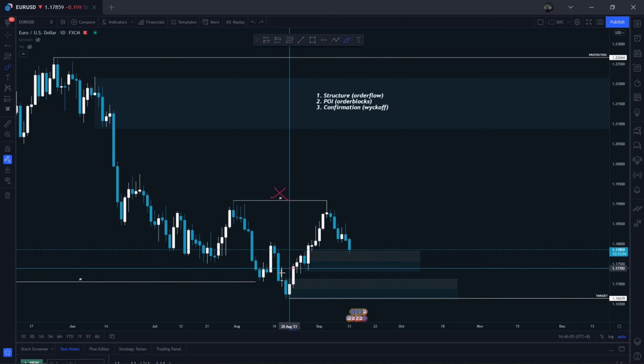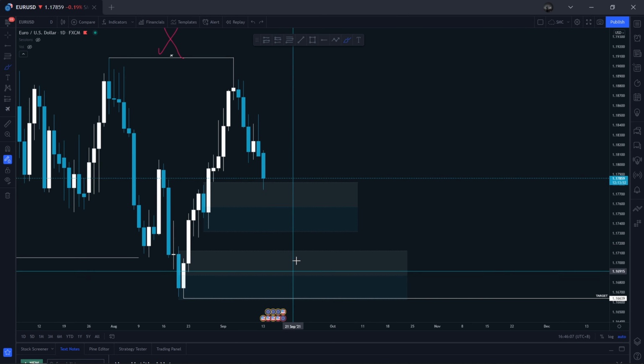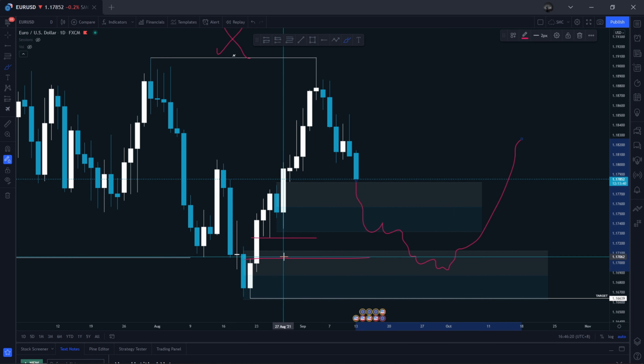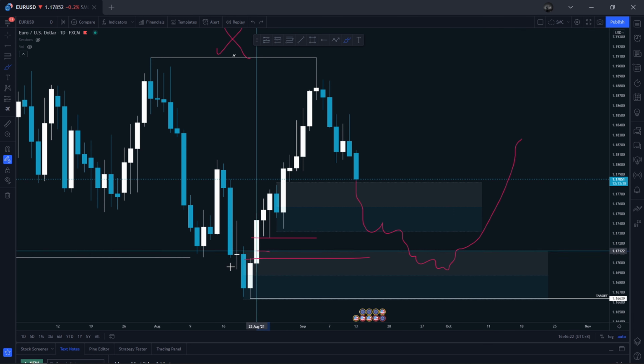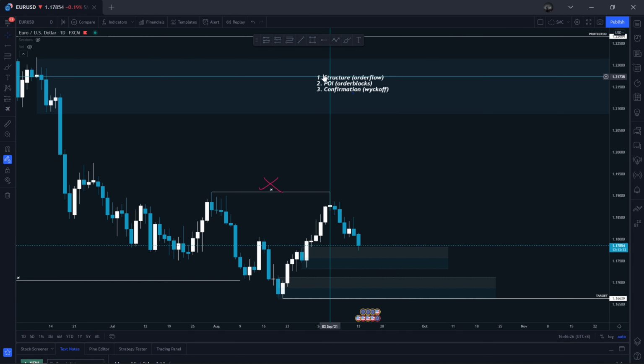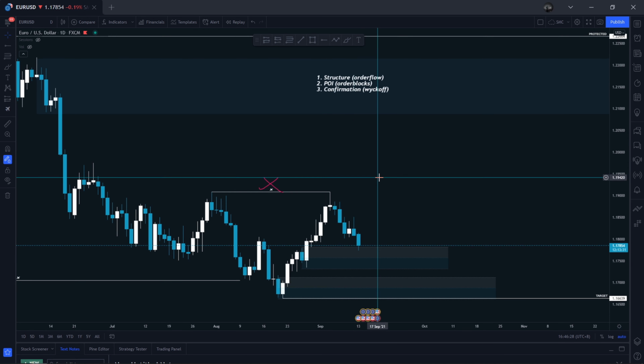So I marked up order blocks, significant order blocks, and I'm more confident marking up order blocks with imbalances above them, since it's more probabilistic for price to get lower and fill the imbalances and also fill the order block. So at this moment, now rule 3, we wait for confirmation.